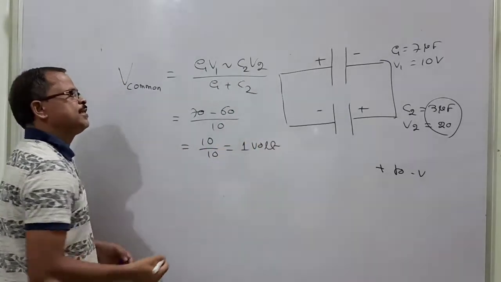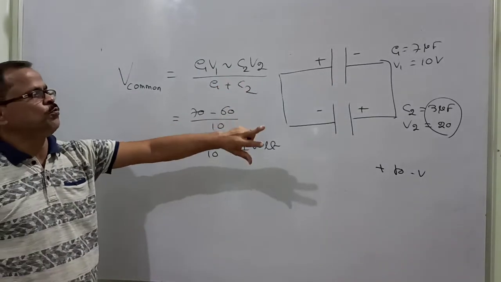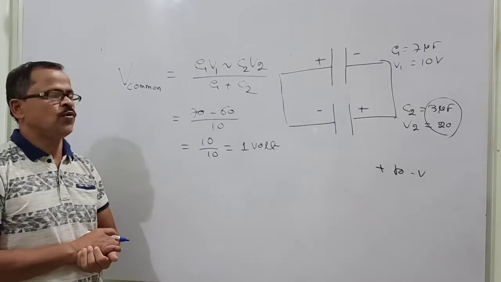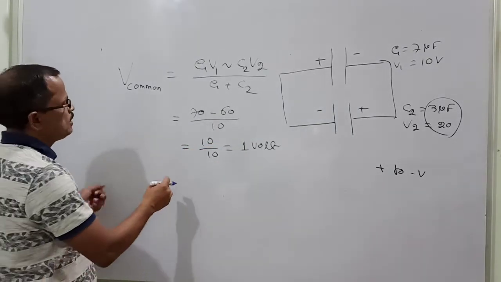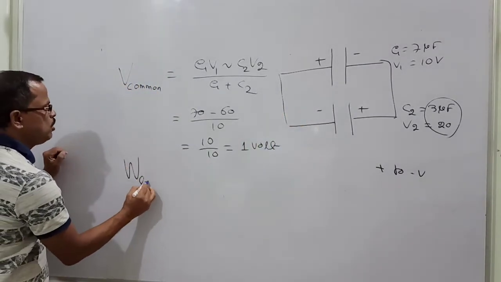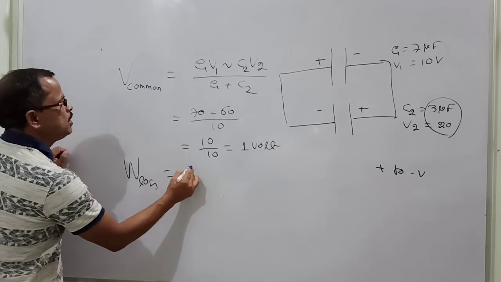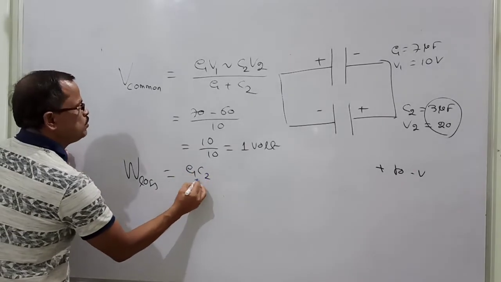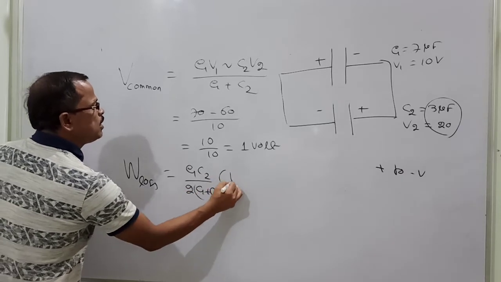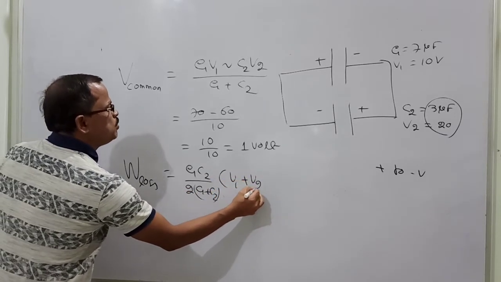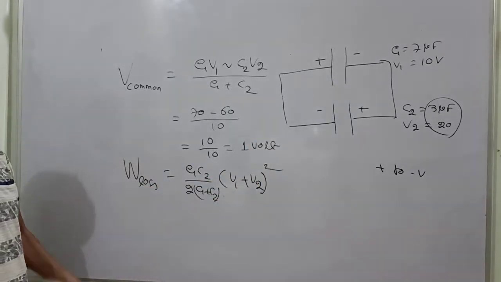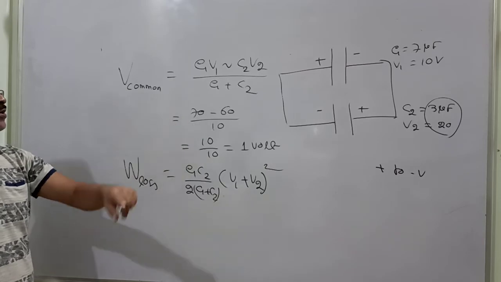So the common potential after connection: the charges will flow from this to that or that to this, and they will come to a common potential of 1 volt. If the common potential becomes 1 volt, then what is the amount of energy loss? The formula will again change: it will be C1C2 divided by 2(C1 plus C2), and instead of (V1 minus V2), it will be (V1 plus V2) squared. So this is the energy loss if dissimilar plates are connected together.